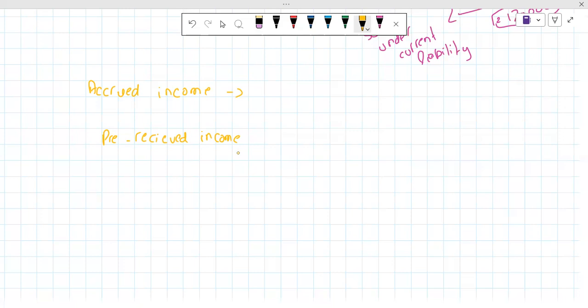In accrued income and pre-received income, you are basically the supplier and the other party is your customer. But if it is about accrued expenses and prepaid expenses, you are the customer and the second person is the supplier. Okay, so you can see that accrued income, pre-received income, accrued expense and prepaid expense basically describe the two relationships between the supplier and the customers.